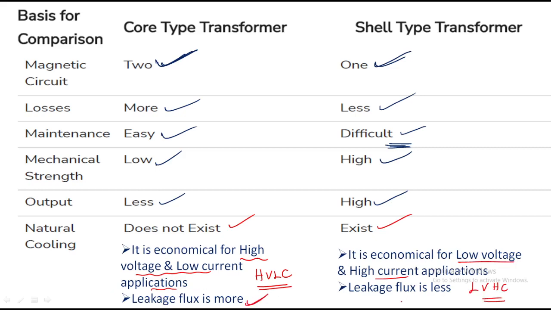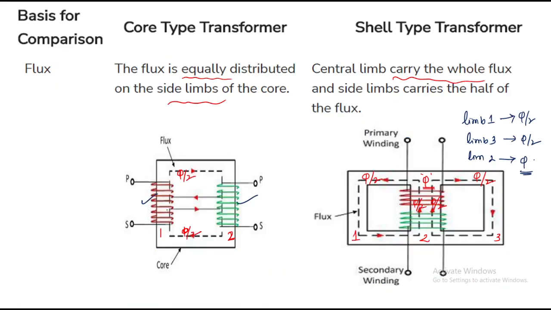Leakage flux is less in the shell type. Why is leakage flux less? Because we are providing two windings on two limbs, and some amount of flux is leakage flux, which is available in the air. With respect to this winding also, half of the amount of flux is available in the air. But in the shell type transformer, we are providing the winding in the central limb, so obviously that leakage flux is available within the machine, phi L1, phi L2.